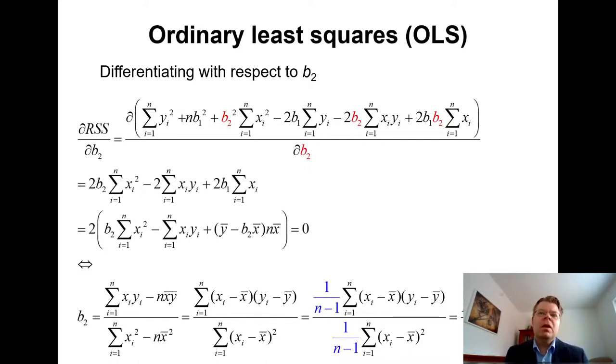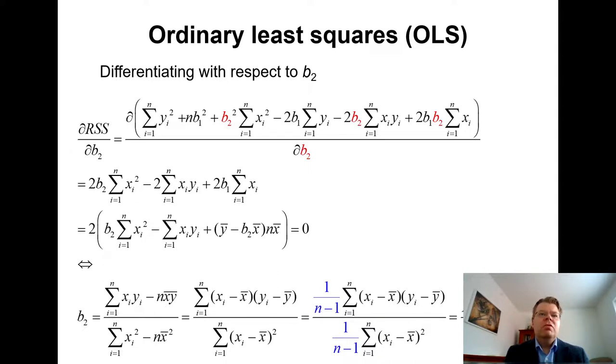So again, I don't go through all of these 1, 2, 3, 4, 5, 6 different components of the sum. If you remember the rules of derivatives and you differentiate with respect to b2, which I have already indicated with the red color, you can verify that the partial derivative is equal to 2 times b2 times the sum of xi to power 2, minus 2 times the sum of the product of xi and yi, plus 2 times b1 times the sum of xi. And like before, we can simply eliminate this 2, which is just a constant, and we set this equation equal to 0.